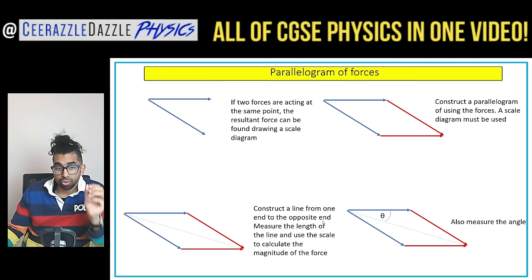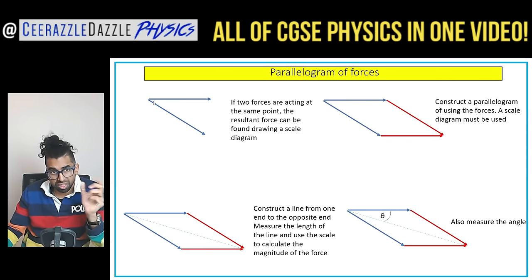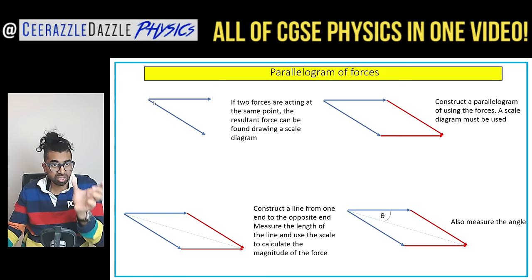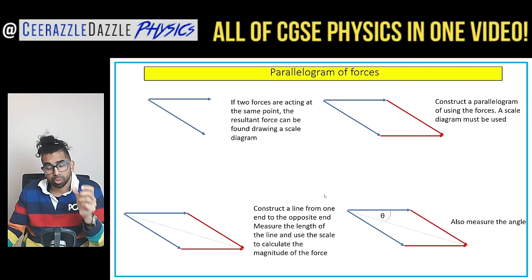When you're doing this, you actually have to draw it to scale. So the length of this arrow must be of a certain size, and the size obviously indicates the value of the force. So when you're drawing it, you must use a scale diagram. It could be 1 centimeter represents 1 newton. That is a suitable scale, or maybe 1 centimeter represents 2 newtons over here.